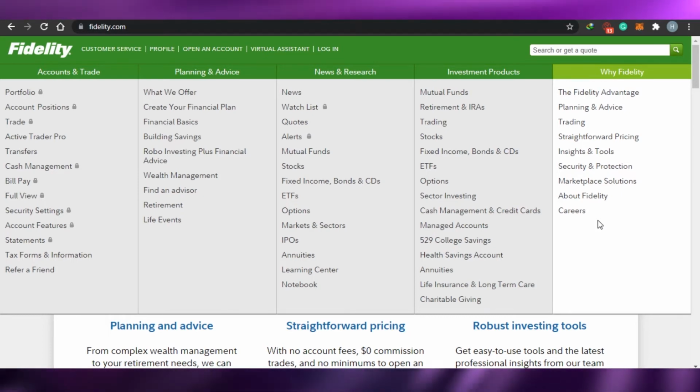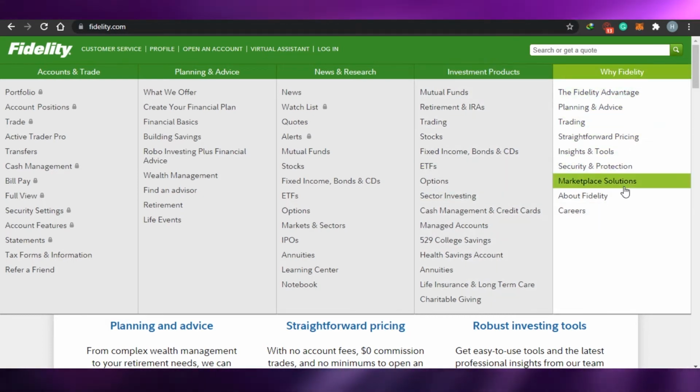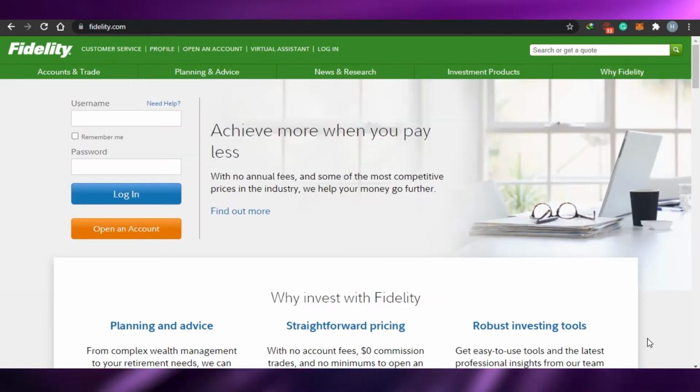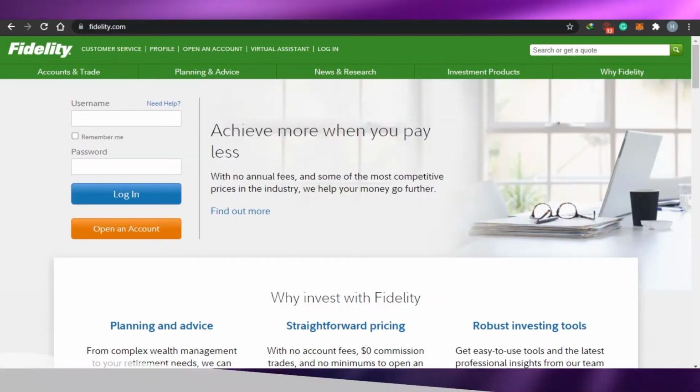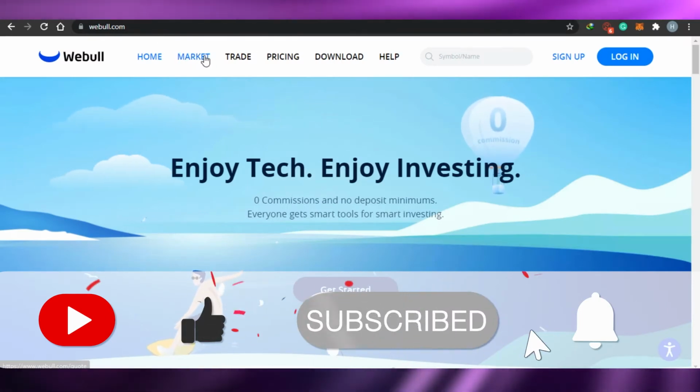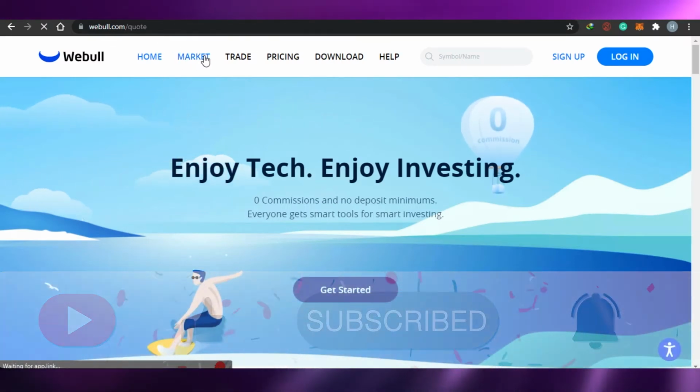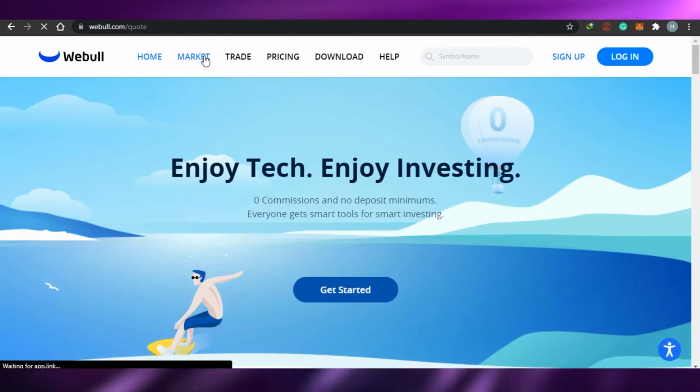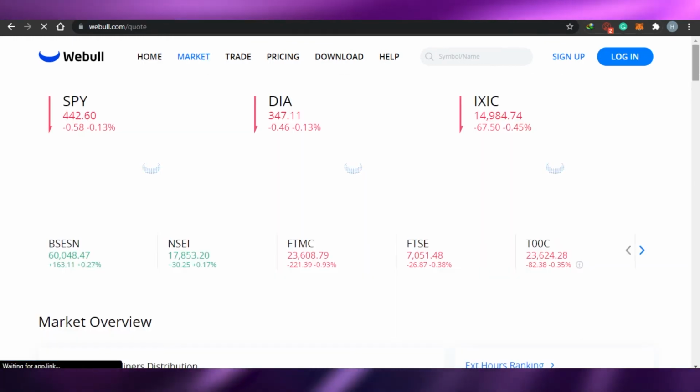And then there are different things that they have in order to tell you why you should choose Fidelity. So let's go to WEBULL and let me show you around. So this is the home. If I go to market right here, I will be able to show you around WEBULL's marketplace. So we are now at the marketplace of WEBULL.